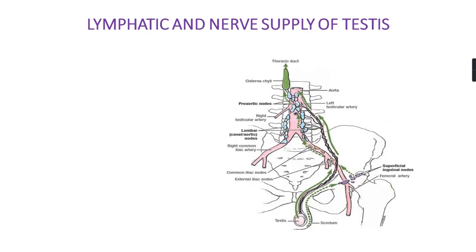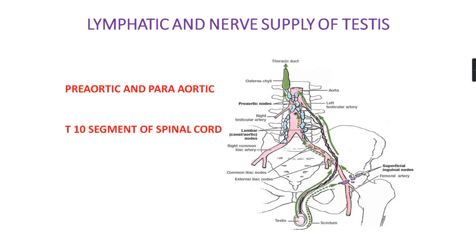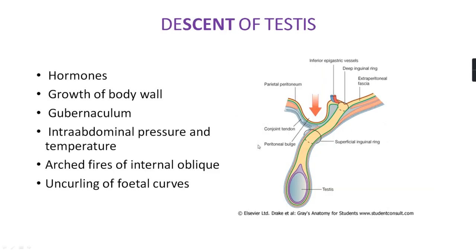Now something about the lymphatic and nerve supply of the testes. The lymphatics from the testes ascend along with the testicular vessels and drain into the pre- and para-aortic nodes. Whereas the nerve supply is by the sympathetic nerves arising from the T10 segment of the spinal cord.